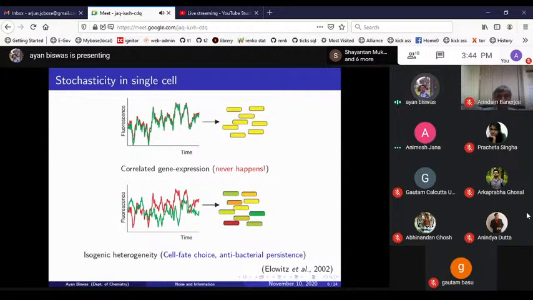With the advent of single cell data, people expected that with the same set of genes, similar cells will behave identically, but it never happens. They have isogenic heterogeneity. So you have a similar set of genes, but different cells express differently all the time, and they use it to perform better in a dynamic environment. They use it for bet-hedging choice. They use it for antibacterial persistence. For us, we will be discussing these noise effects in our work.